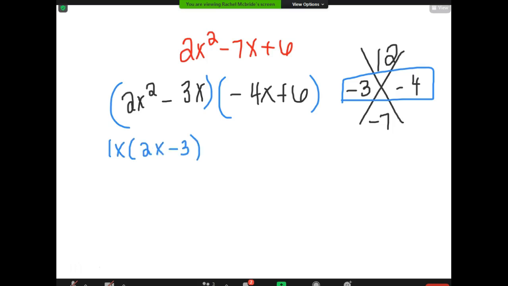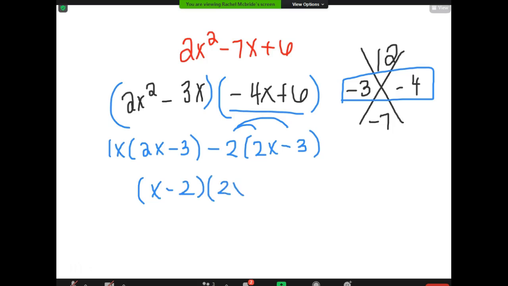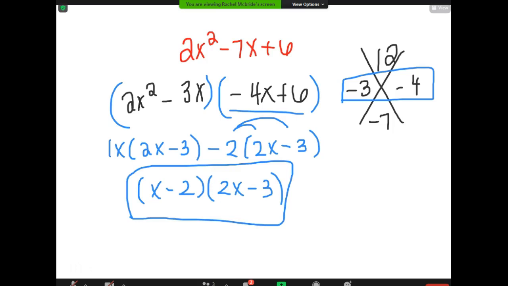So the GCF of 2x squared minus 3x is just 1x. The GCF of negative 4x and 6 is negative 2, leaving 2x minus 3. And again, you could do a quick distribution and see you get back to this. So we have x minus 2 and 2x minus 3 as my factored form.